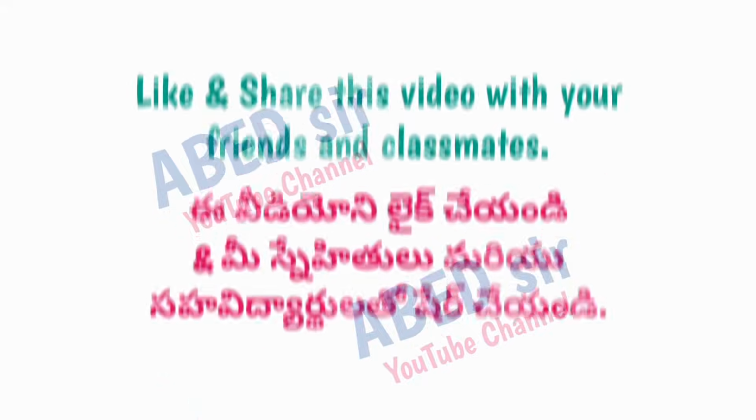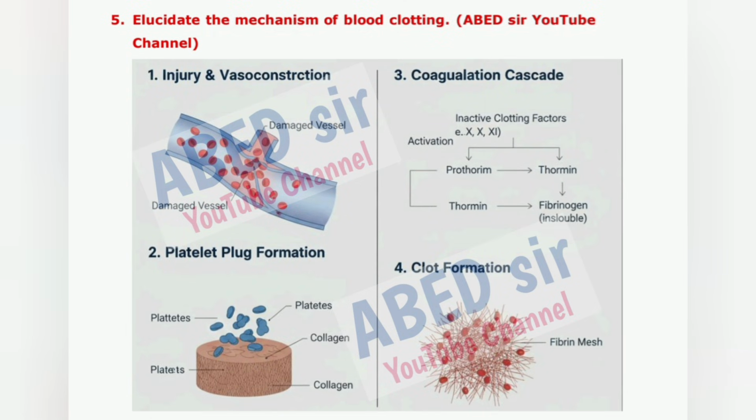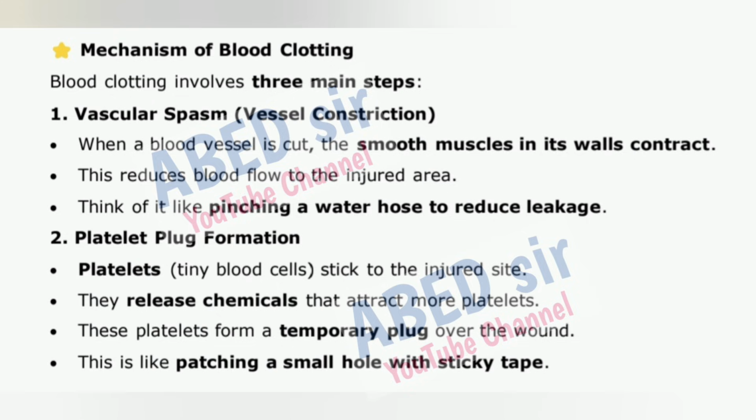Next important long question is 5. Elucidate the mechanism of blood clotting. Blood clotting, also called coagulation, is the process by which blood forms a solid clot to stop bleeding when a blood vessel is injured. This is a vital protective mechanism that prevents excessive blood loss and allows healing. Mechanism of blood clotting. Blood clotting involves 3 main steps.